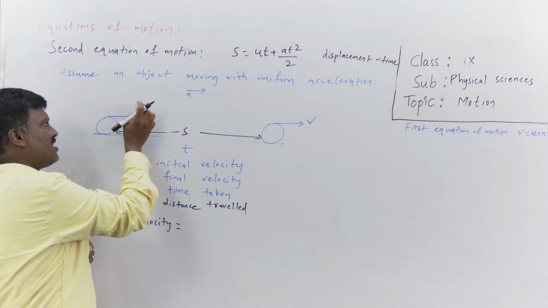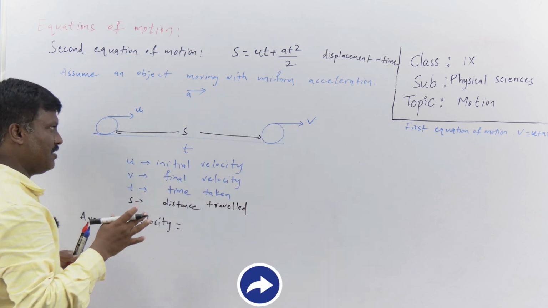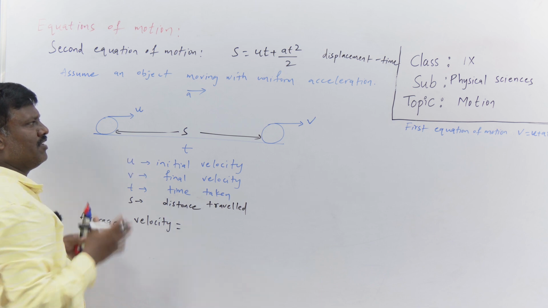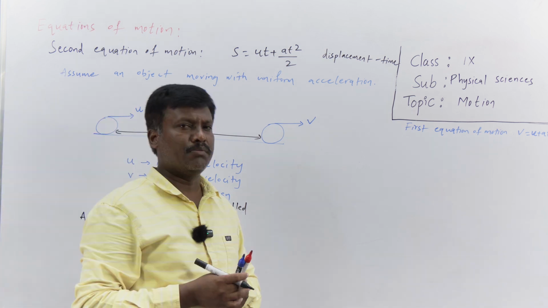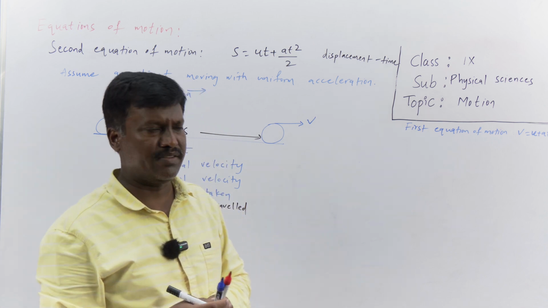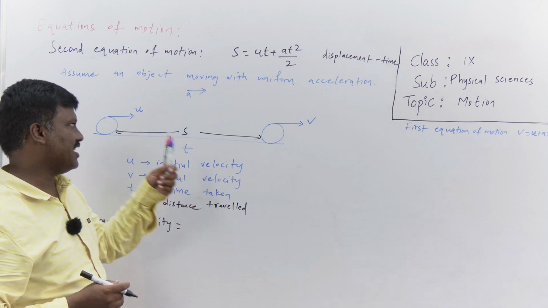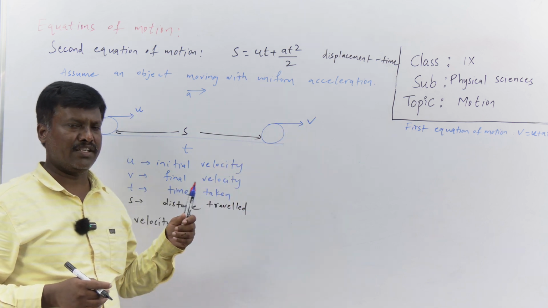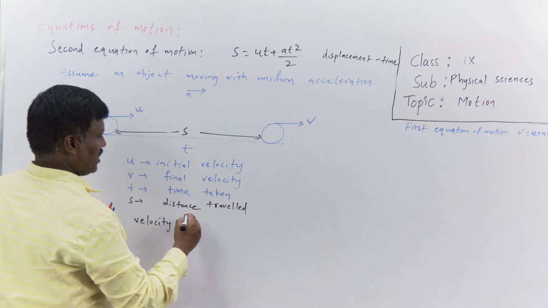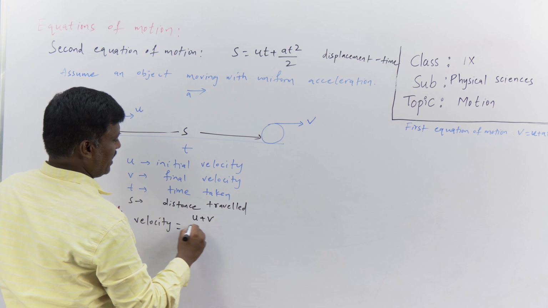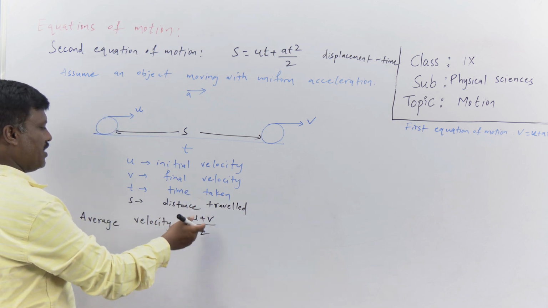What is the initial velocity? u. What is the final velocity? v. In this case, we are going to find the average of these two velocities. Mathematically, how do you find the average? Sum of the observations by number of observations. Here we are talking about two quantities: one is the initial velocity, the other is the final velocity. So the average velocity is equal to u plus v by 2.